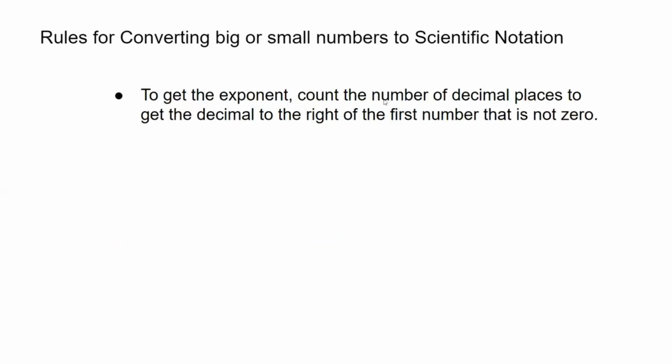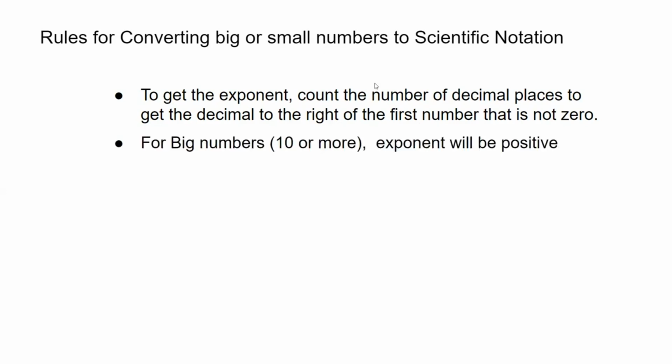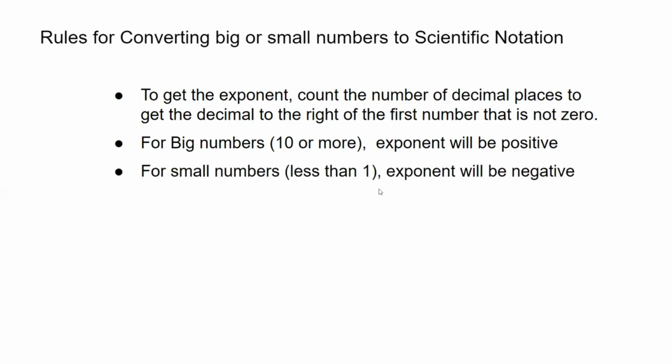So the first thing we want to focus on is getting that exponent. What is the value of that exponent? What we're going to do is count the number of decimal places to get the decimal to the right of the first number that's not a 0. We'll go through an example in a moment. For big numbers, numbers that are 10 or larger, the exponent will be positive. And for small numbers, numbers that are less than 1, the exponent will be negative.